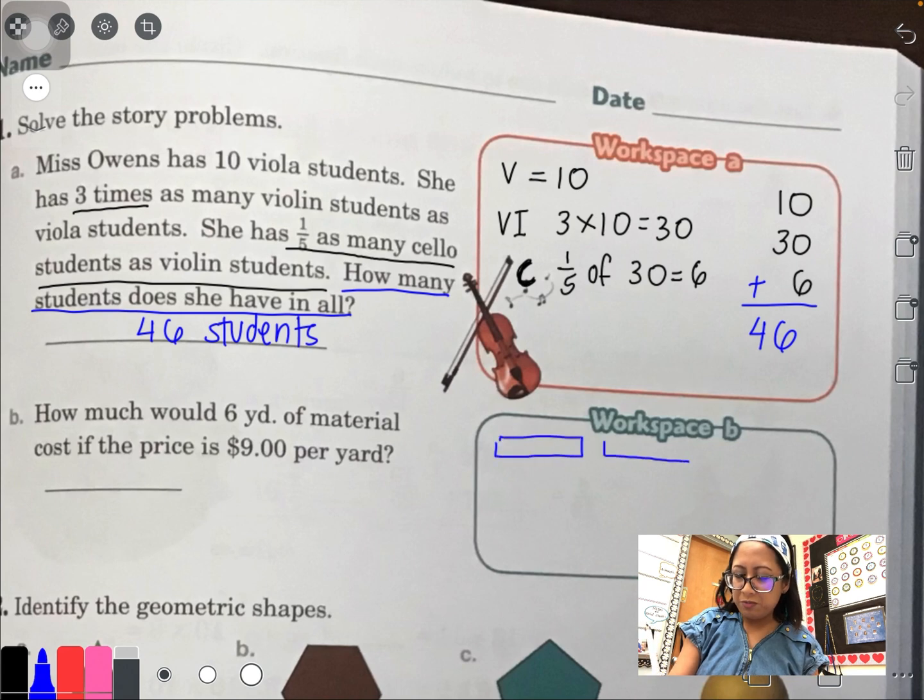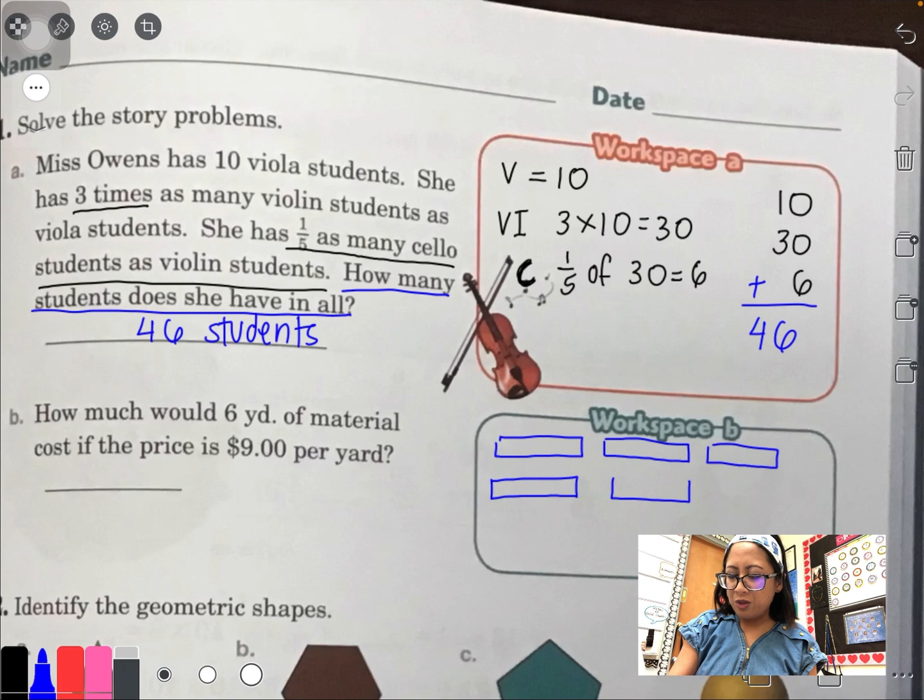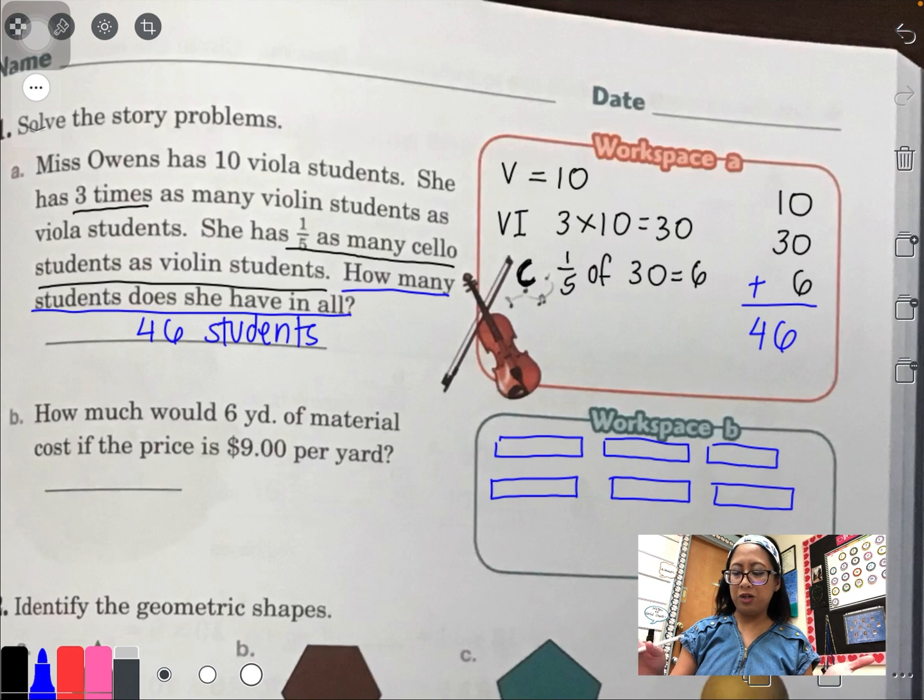You don't have to draw this. I just want to draw it for you. I want you to watch what I'm doing, just for now. So these are 6 yards of wood. He's probably going to build a fence around the garden to keep all the animals out. Yeah, because sometimes we get possums and raccoons in our backyard.